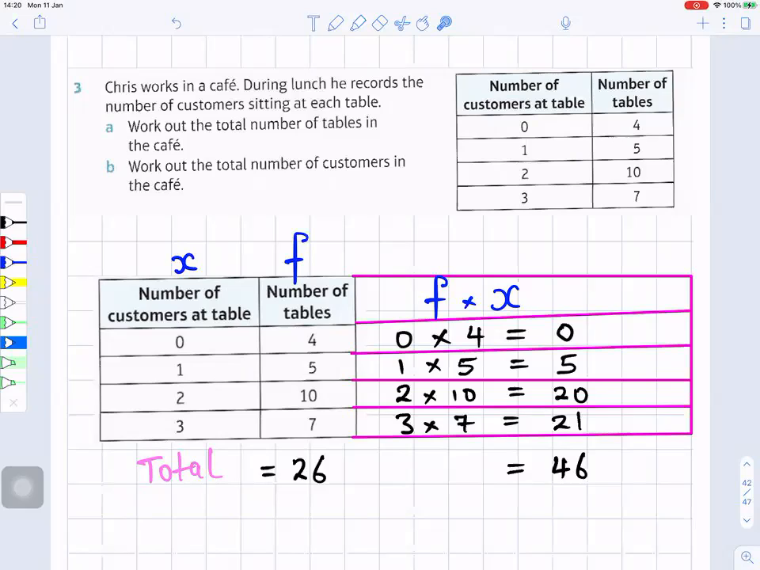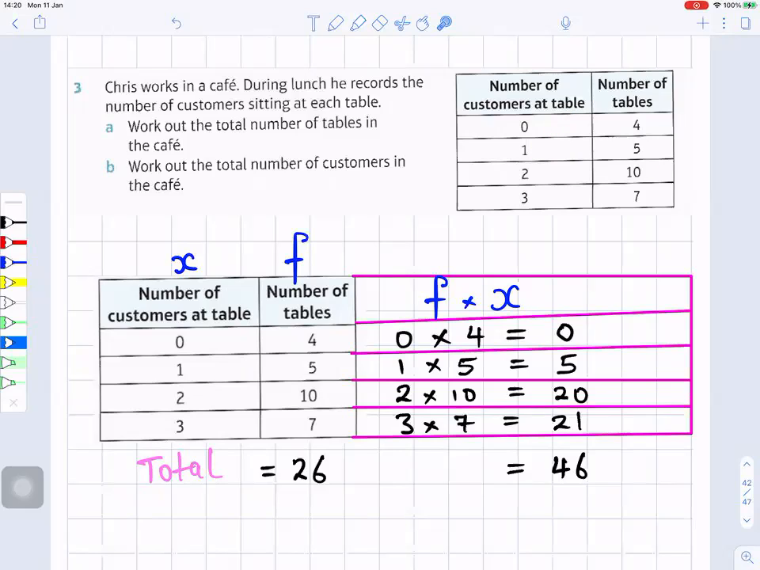Number of tables, the frequency, is 5. That 5 means on 5 tables, people were sitting, 1 person on each table, 5 tables. So 5 people were sitting on their own, 1 on each table. So on 5 of the tables, it had only 1 person sitting there.